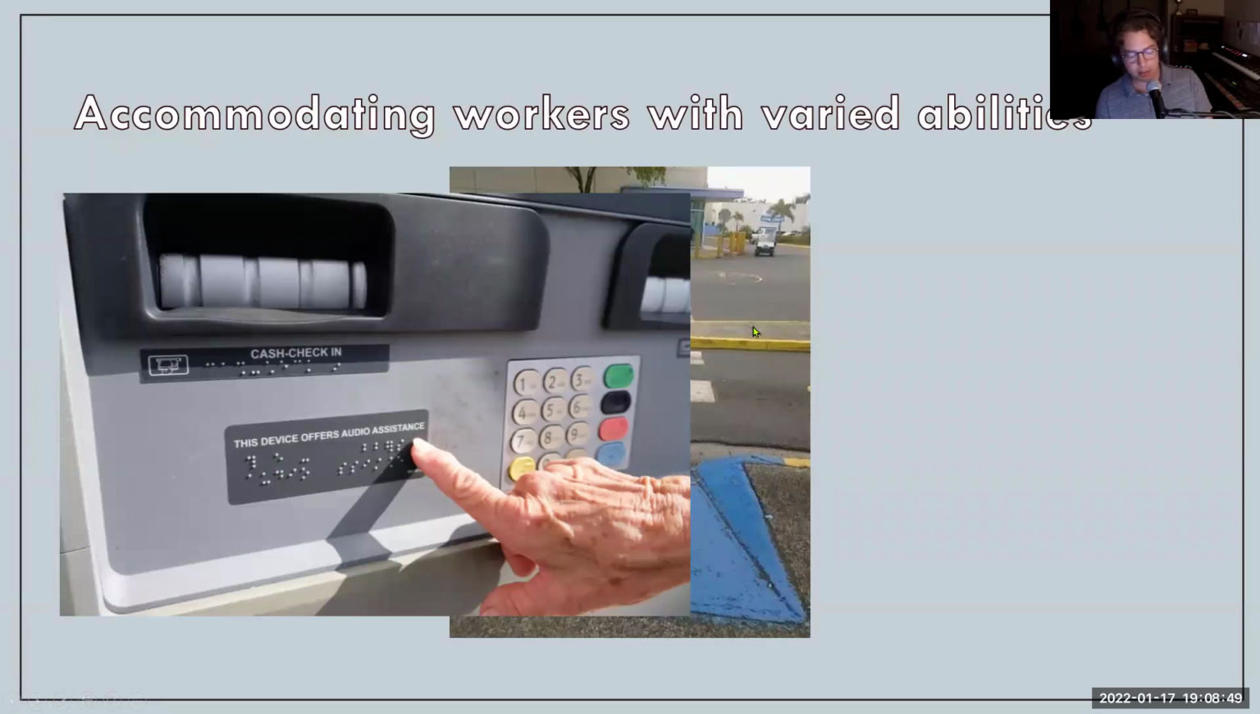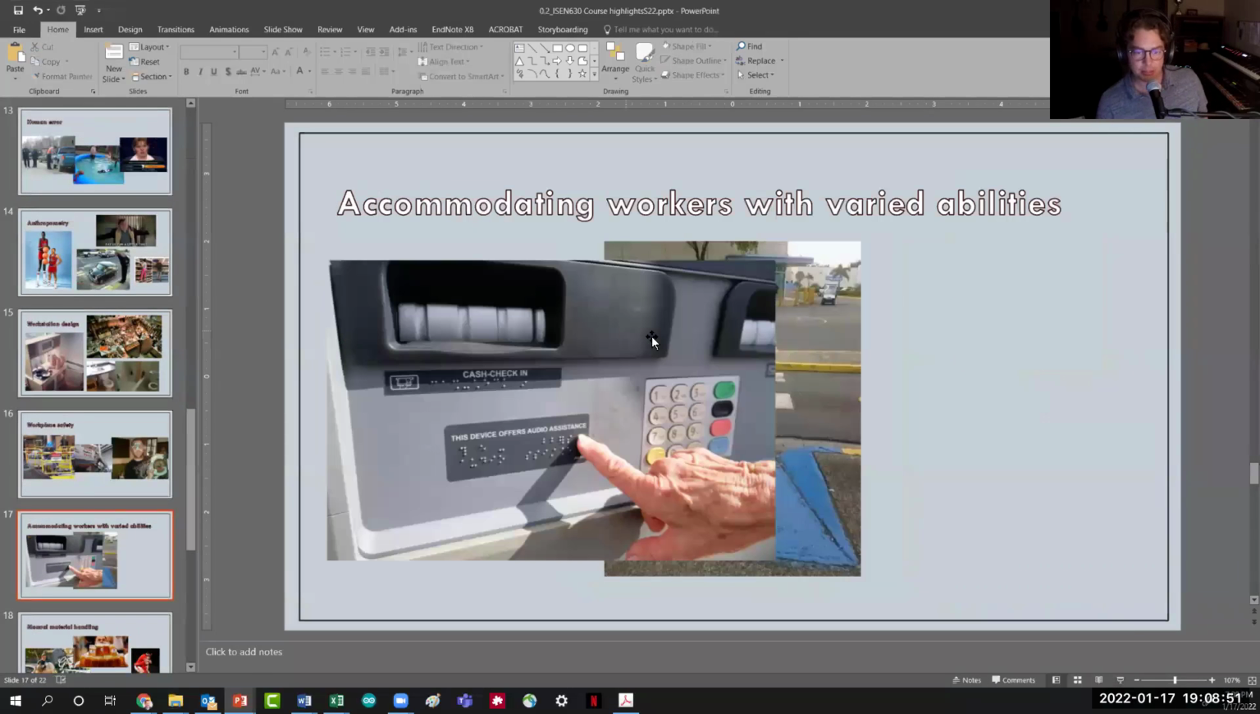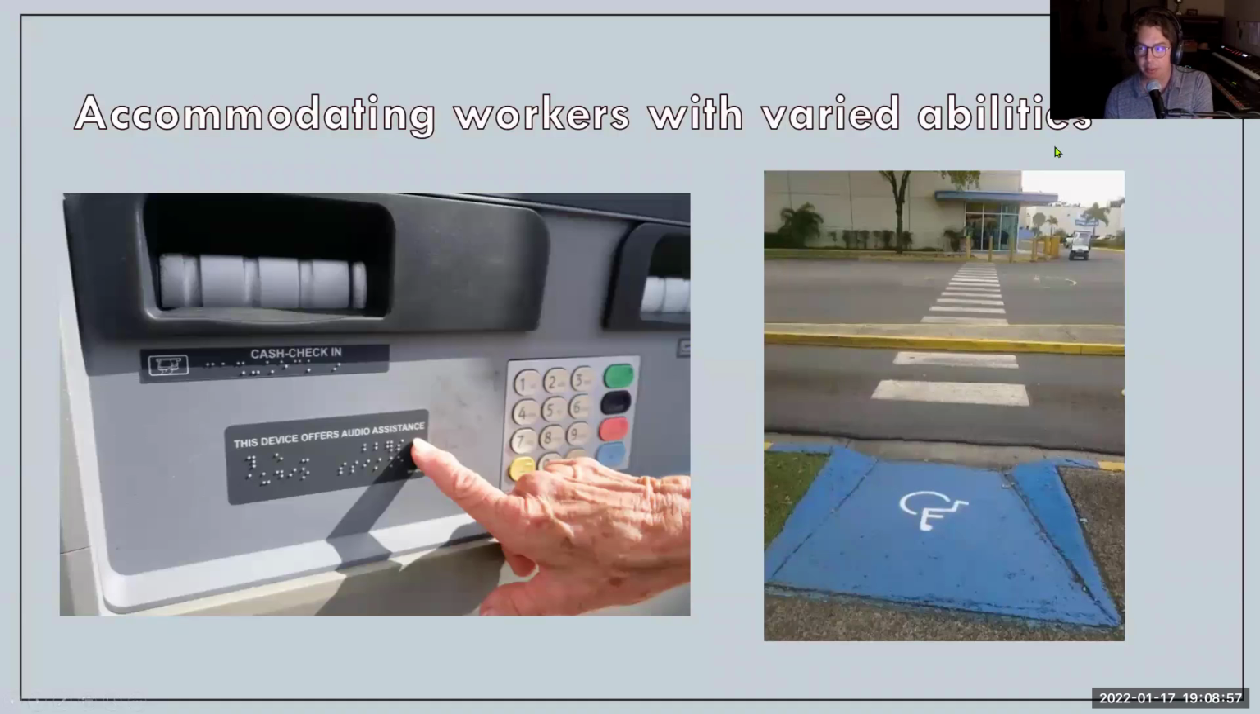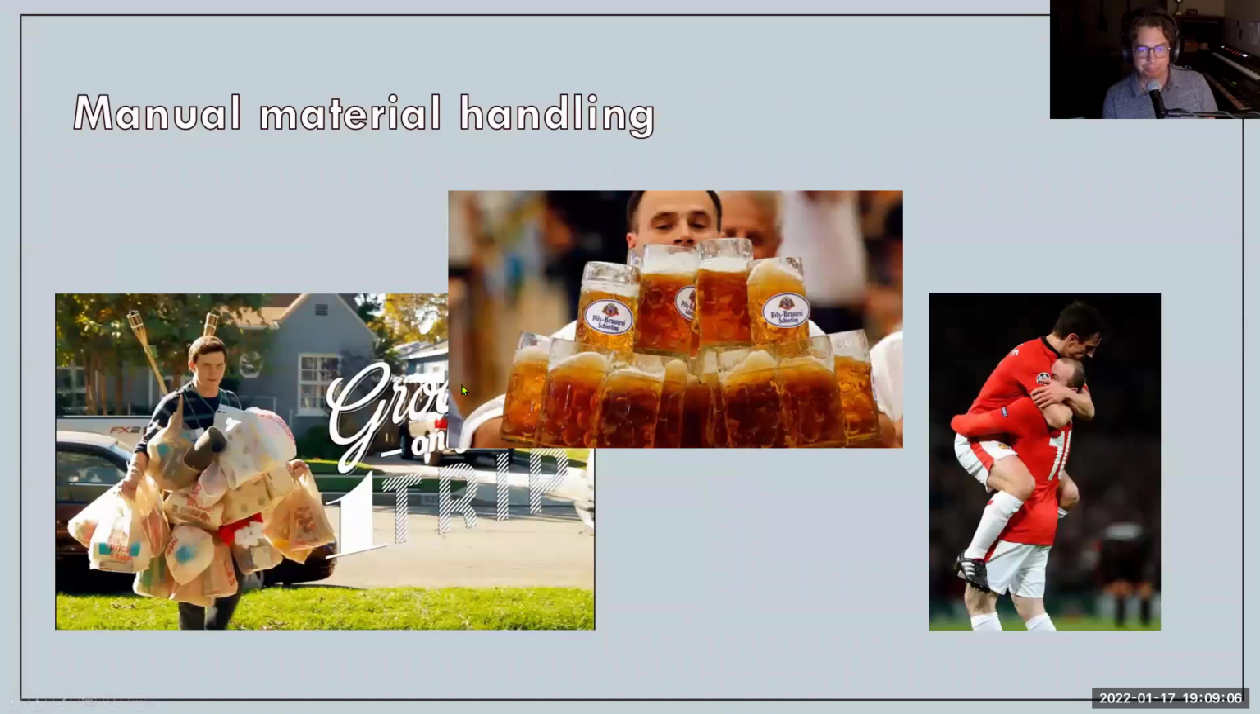All right. Workers with varied abilities. So for example, visually impaired or mobility impaired or differently mobiled. And so we'll talk about ways to accommodate these different abilities.